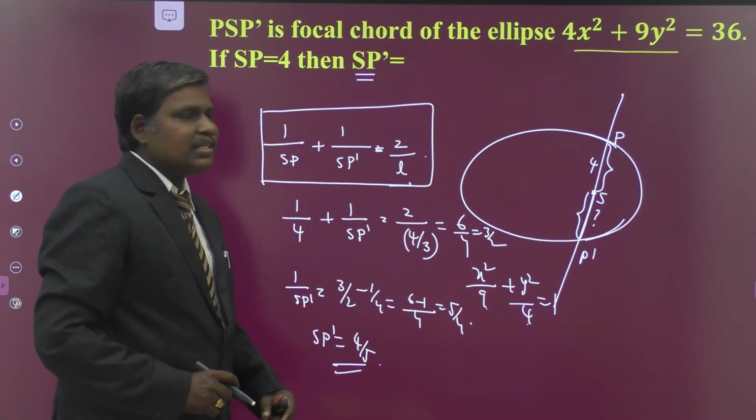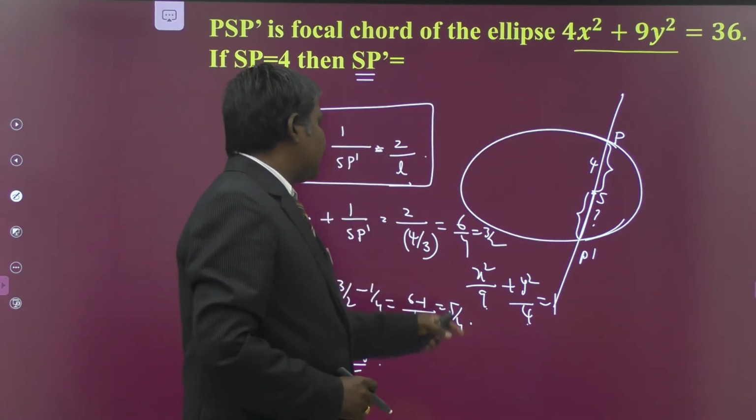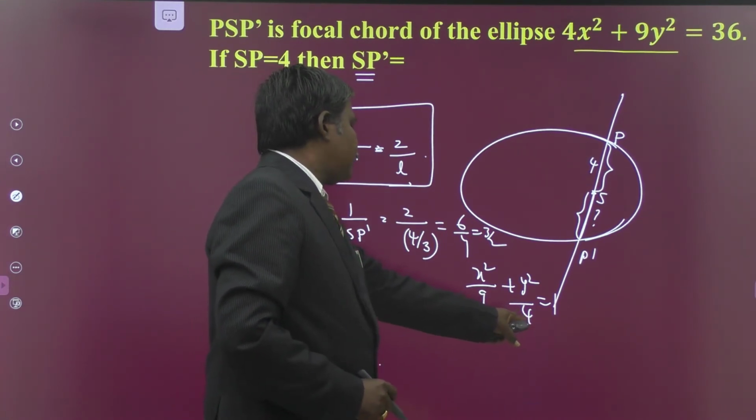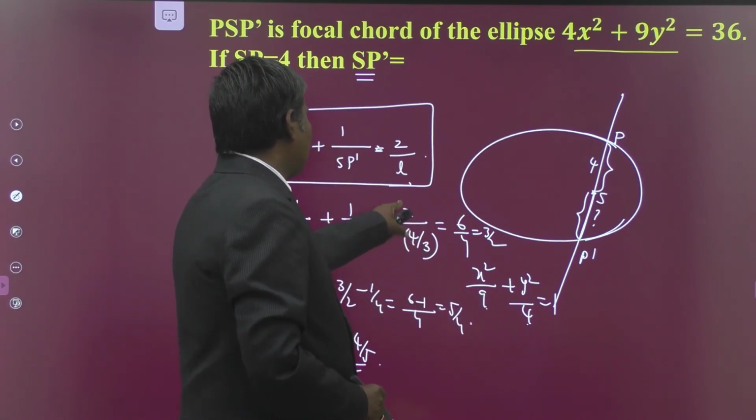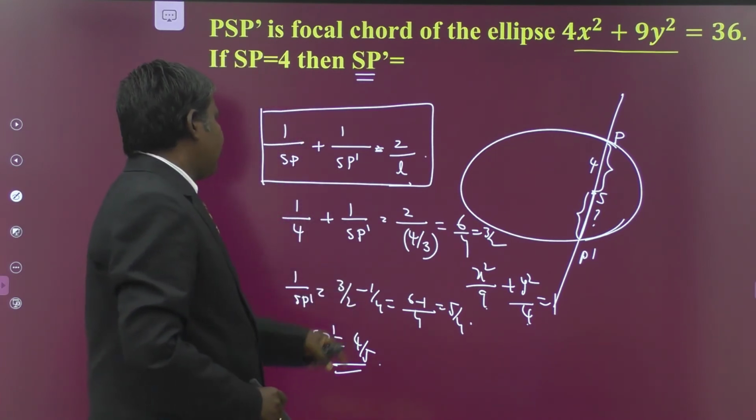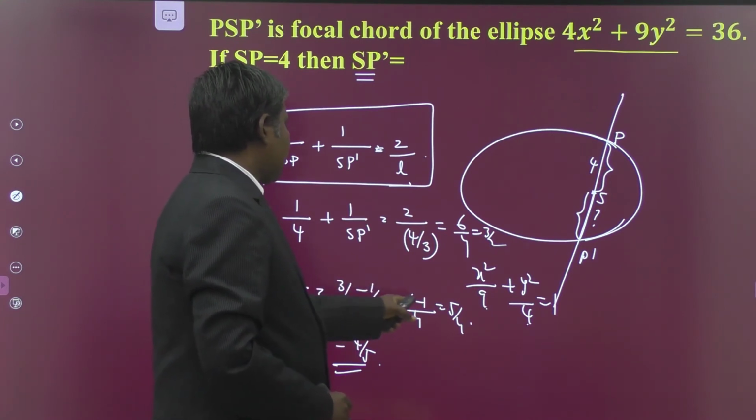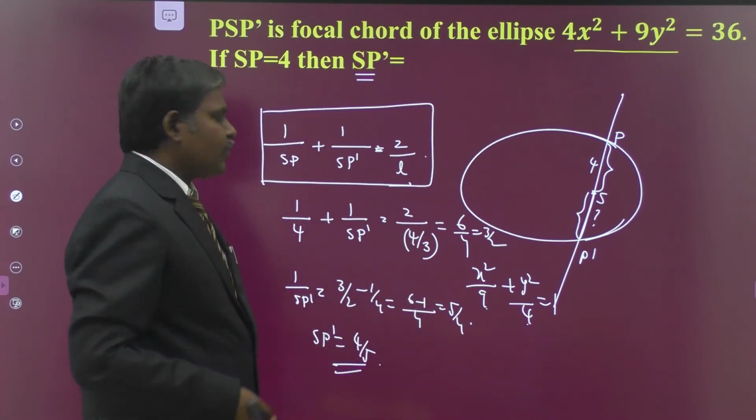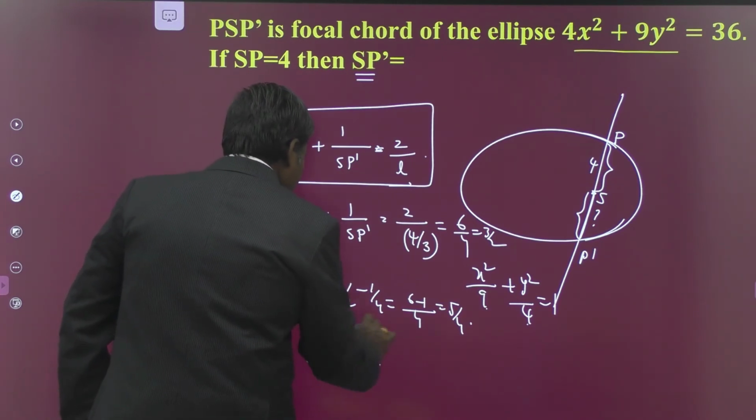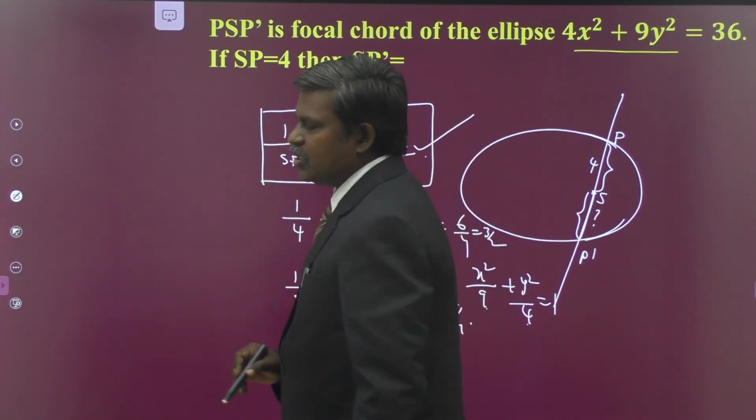1 by SP plus 1 by SP dash is always 2 by L. L means semilatus rectum, that is B square by A. B square is here 4, A is 3, that is 4 by 3. 2 by 4 by 3 is nothing but 3 by 2. 3 by 2 minus 1 by 4, we take the LCM 4: 3 2s are 6 minus 1, that is 5 by 4. It is nothing but 1 plus 1 by 4. So SP dash is nothing but 4 by 5. So 1 by SP plus 1 by SP dash is 2 by L, your crucial formula.